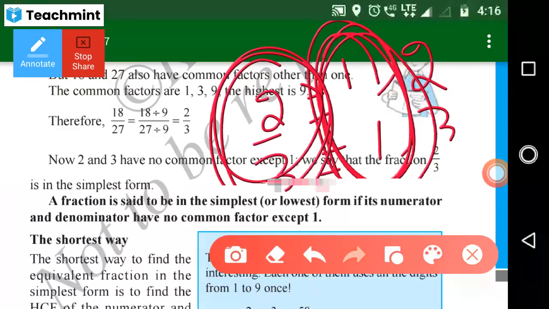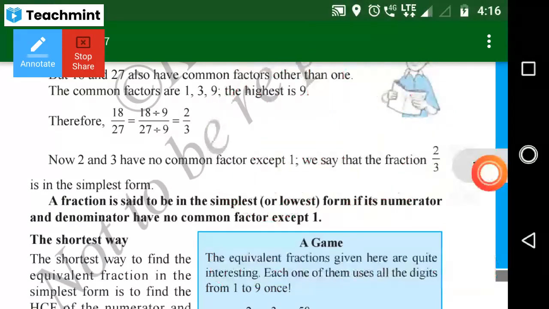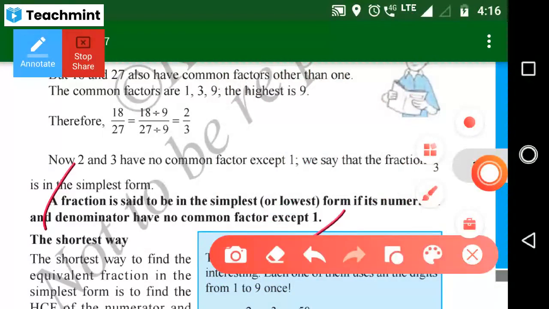Yes, ma'am, it should be a prime number. Yeah, of course. So that one we can consider as a prime number. Then when you get prime numbers, you just stop there itself. It means that is the simplest form. Okay. So you just write down this one here to here.